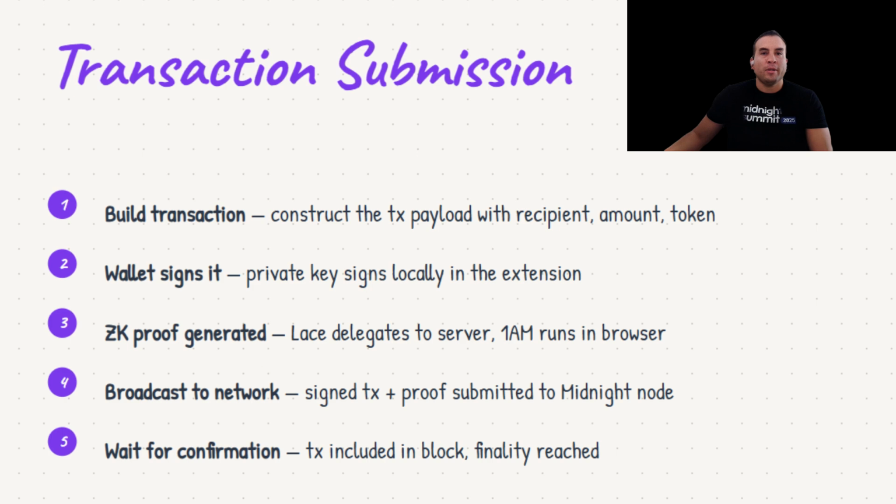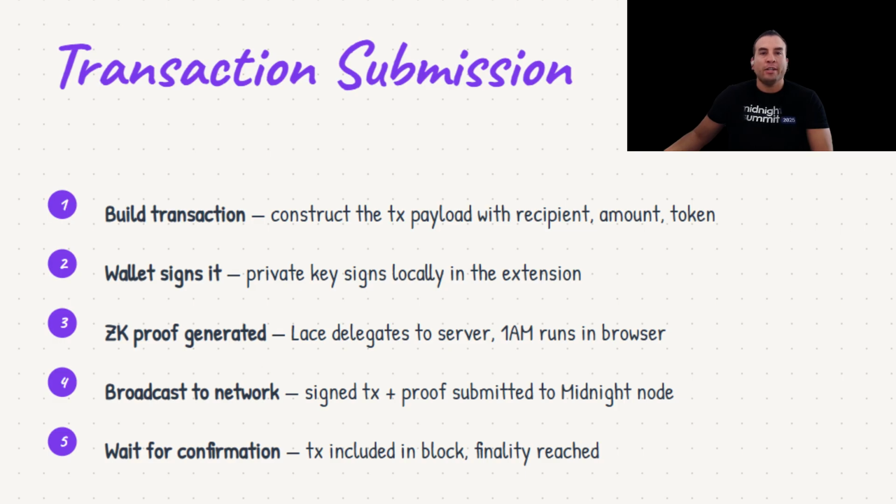Step 1. Build the transaction. Recipient, amount, token type. Step 2. The wallet signs it locally. Private key never leaves the extension. Step 3. Zero knowledge proof generation. This is where Lace and 1am diverge. Lace delegates to a proof server. 1am runs it in the browser.